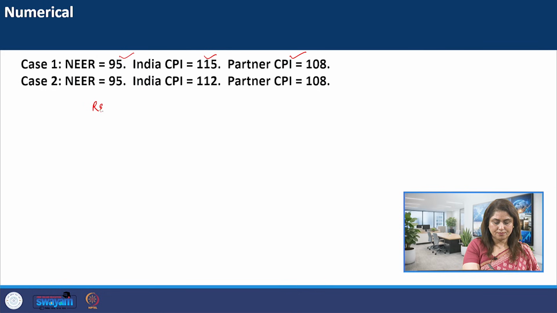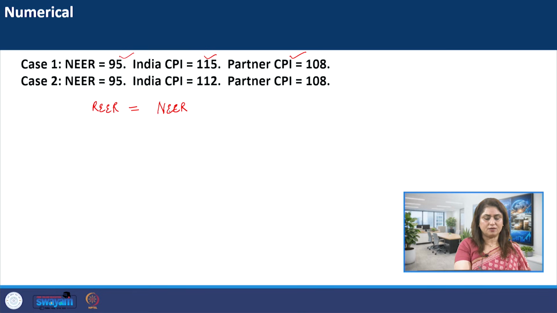and the formula for REER is NEER, that is real effective exchange rate is equal to nominal effective exchange rate, we can say nominal effective exchange rate into the price in India divided by the price of the trading partner.